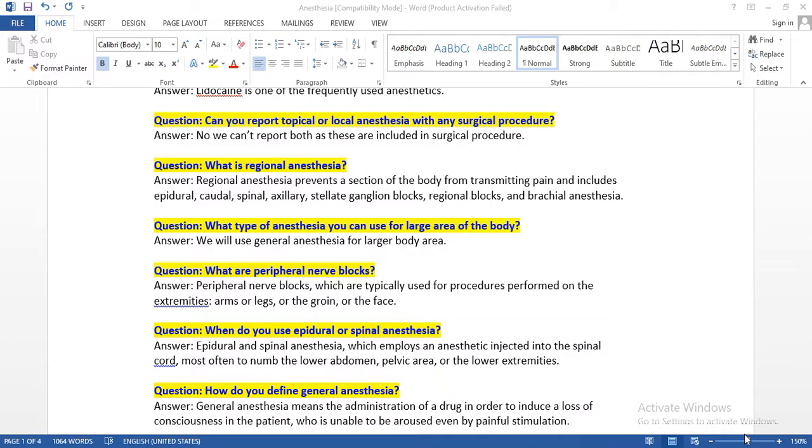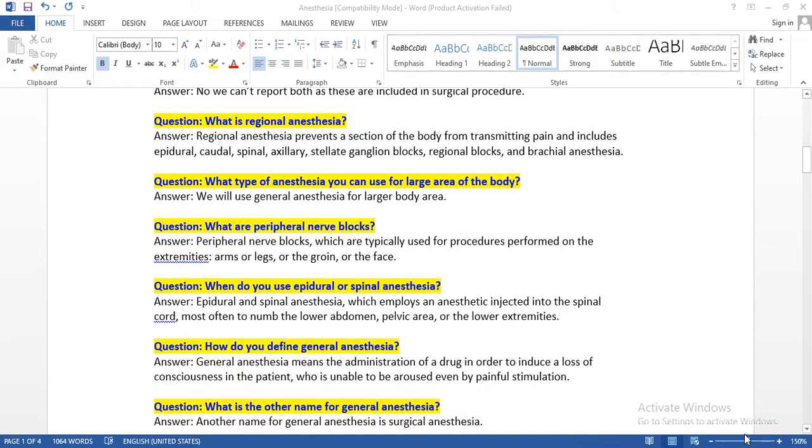Question: Can you report topical or local anesthesia with any surgical procedure? Answer: No, we can't report both as these are included in the surgical procedure. So by default in surgery, these two anesthesia types are included. So we need not code these two types of anesthesia.